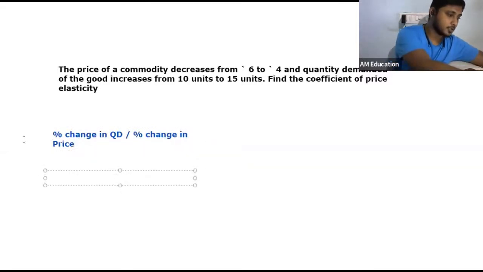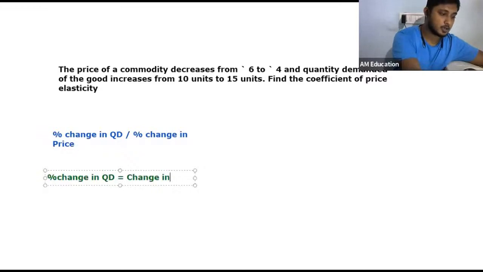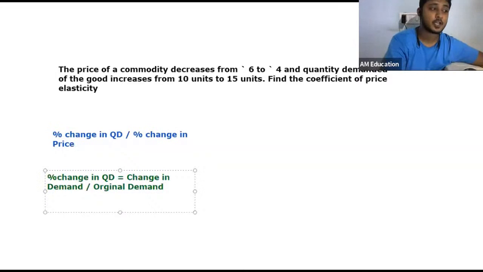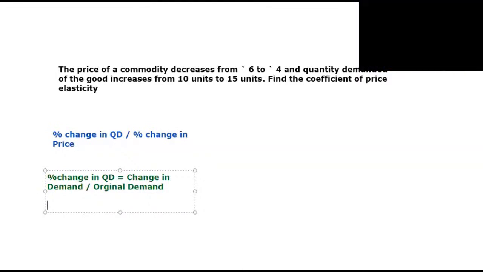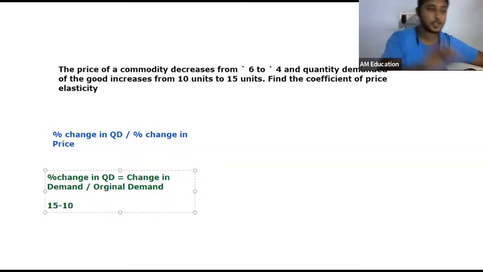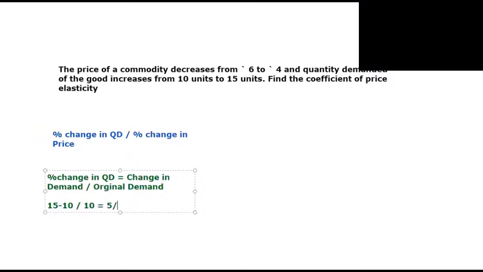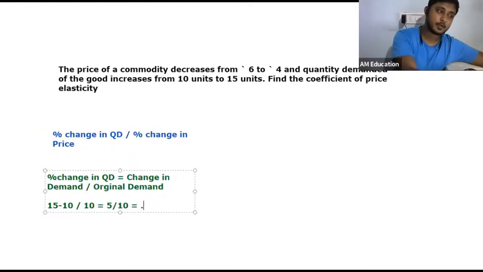So how much is the percentage change in quantity demanded? Change in demand by original demand. How much is the change in demand, guys? The price of the commodity decreases from rupees 6 to 4 and the quantity demanded of the good increases from 10 units to 15 units. So the change in demand is 15 minus 10, the current demand minus the original demand, divided by the original demand, 10. So 5 by 10 is equal to 0.5. Am I correct or wrong? Now, this is the percentage change in quantity demanded.